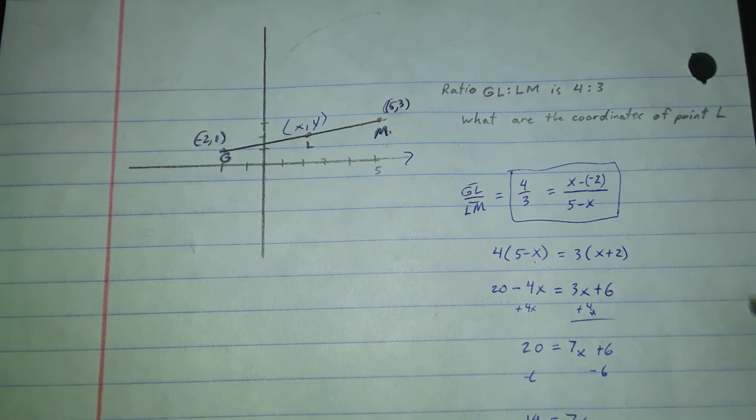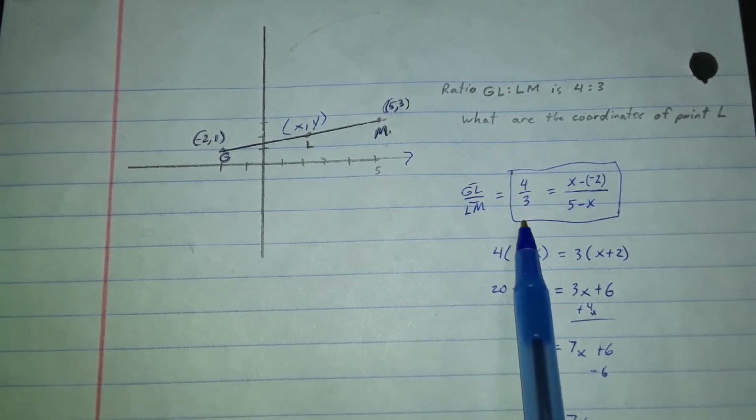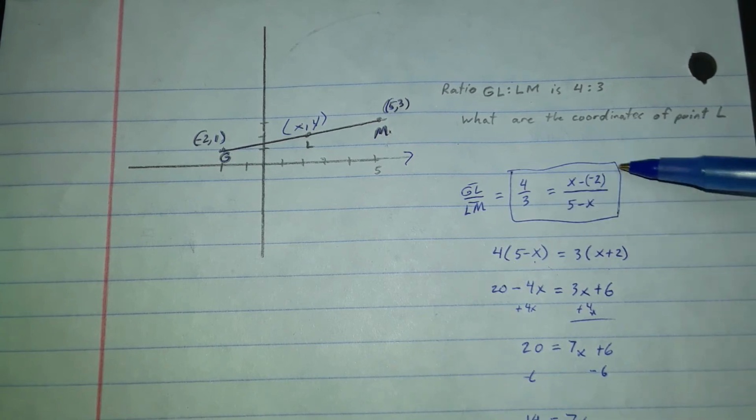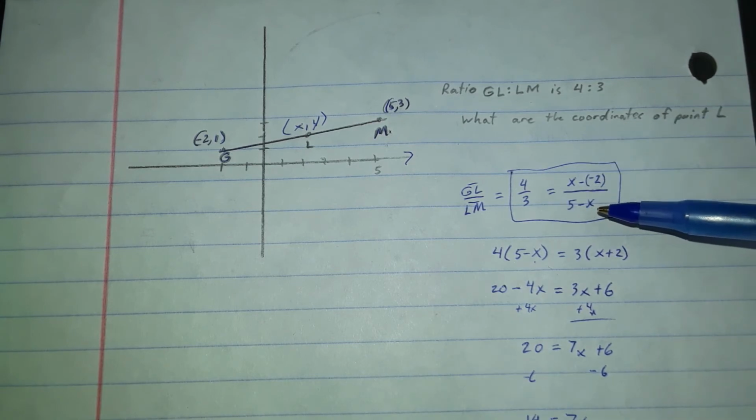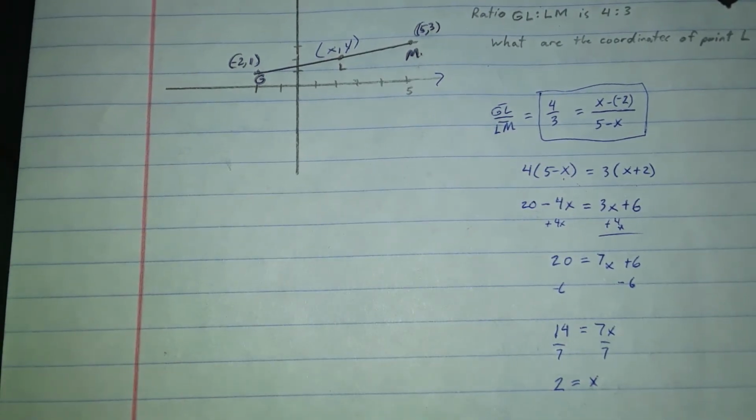Now, we want to do this same kind of calculation again, only this time written in regard to the y values. So I'm going to set up GL over LM equals 4/3, and then I'm going to set up a new ratio, and I'm using the y values this time. So I'm going to do that over here.